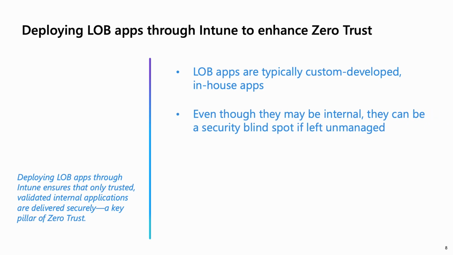And just because they're built internally does not necessarily mean that they're safe, secure, and trusted. These apps can still be a security blind spot if they're left unmanaged. So how can we minimize that risk? By code signing the LOB app, you're ensuring the integrity of the app even before deployment.